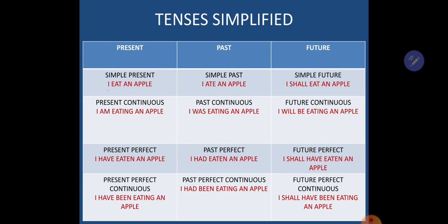Simple present tense: I eat an apple. Simple past tense: I ate an apple. So eat is the present form of the verb, and that is why it is the present tense, simple present tense. If we change that eat to past form, it is simple past tense: I ate an apple. Future, simple future tense: I shall eat an apple.